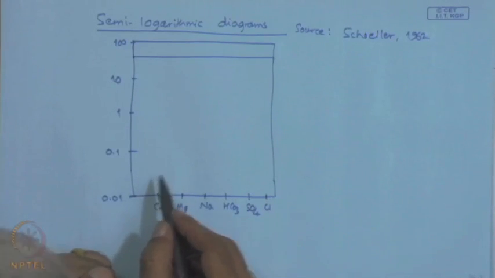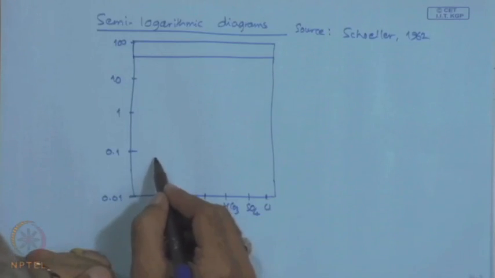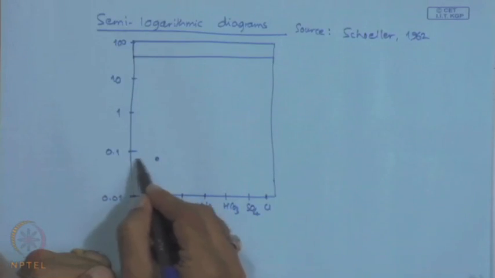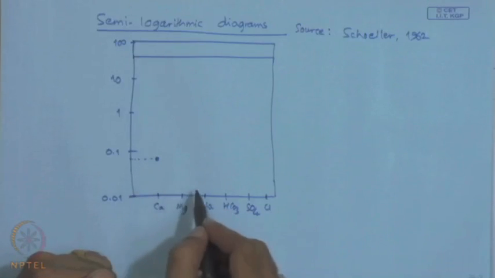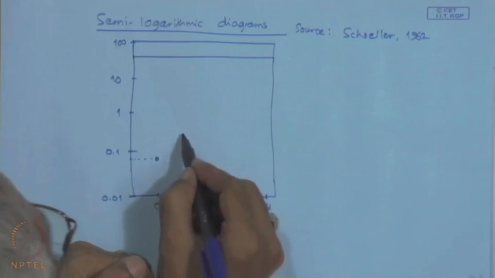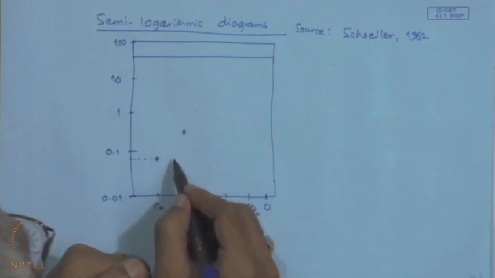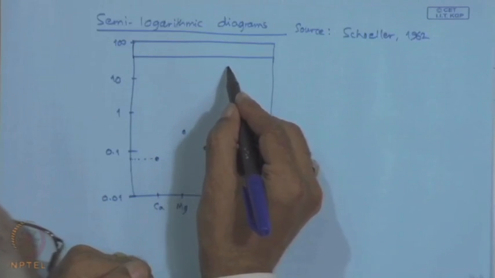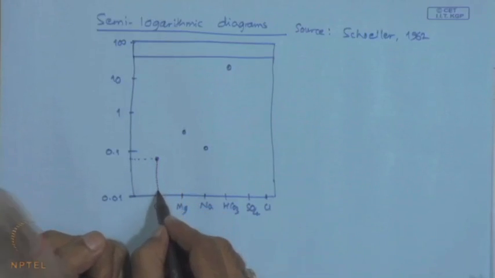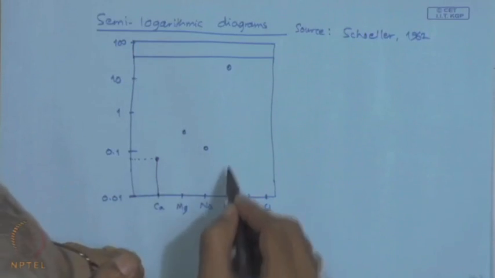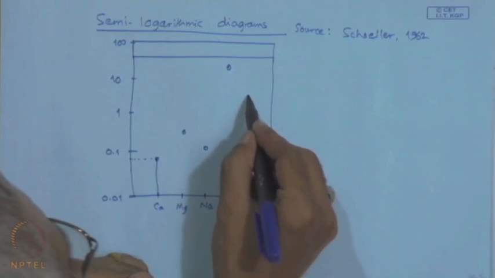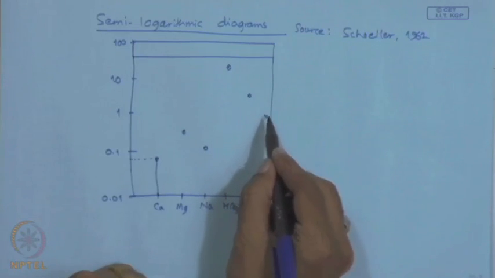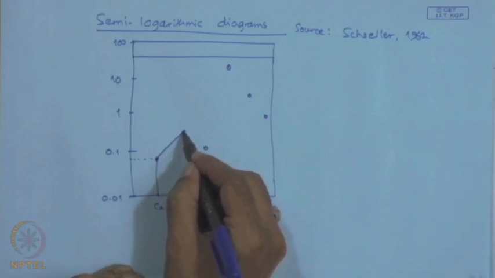And in this, it could be, say, for one sample, so if this is the constant, this ordinate indicates the calcium ion concentration, then this ordinate indicates a magnesium ion concentration. This ordinate indicates a sodium ion concentration. And then this ordinate indicates the HCO3 ion concentration. And this point indicates the sulfate ion concentration. And then this point indicates the chloride ion concentration, and all these are joined.